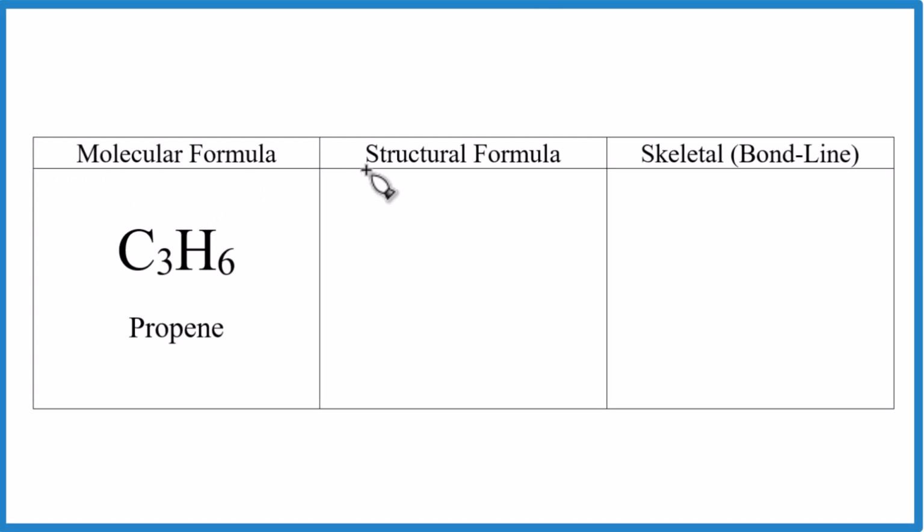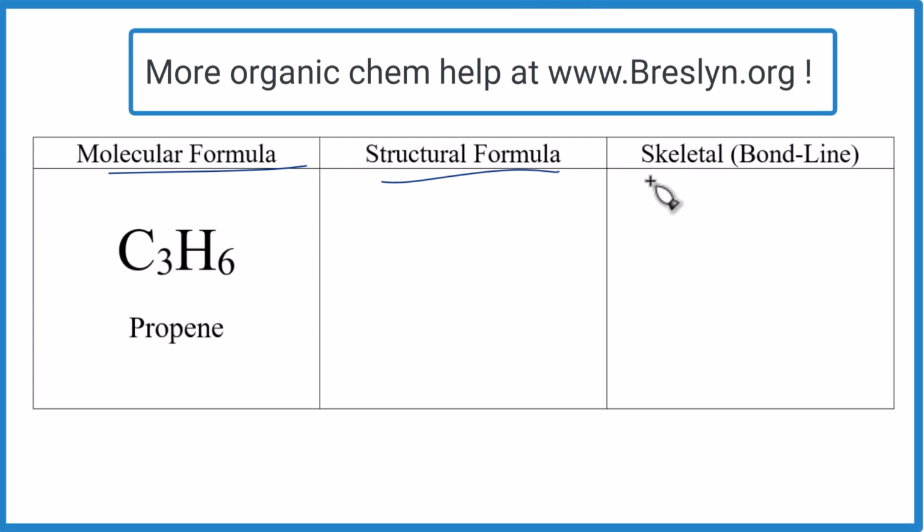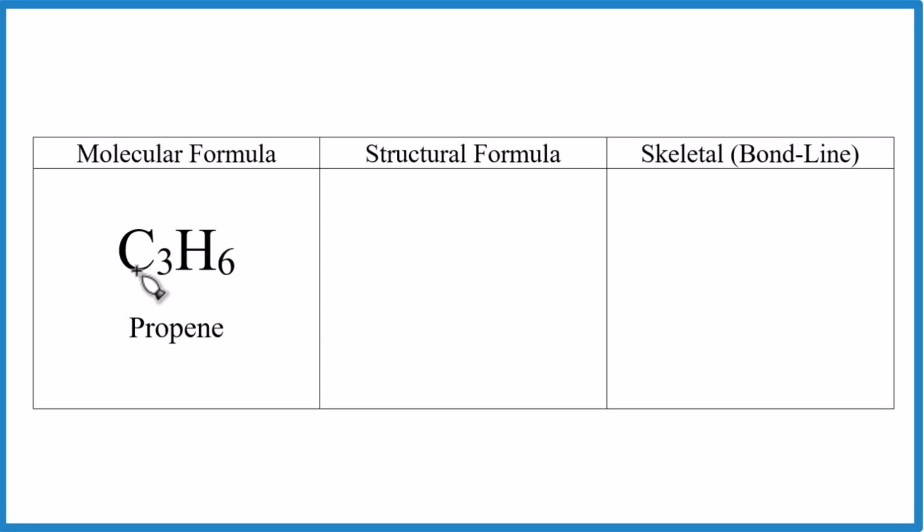Let's write the molecular, the structural, and the skeletal or bond line formula here for C₃H₆. This is propene. So we have C₃H₆. The "pro" tells us we have 3 carbons. The "ene" tells us there's going to be a double bond. So we could just write our 3 carbons, and let's put a double bond on one of them, like this.